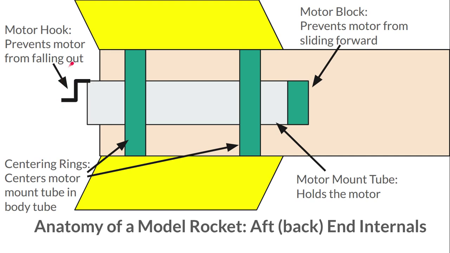And this will just be able to bend open or closed, and that will lock the motor in place so it doesn't come out this way. And then centering rings, motor mount tube, that's all that.